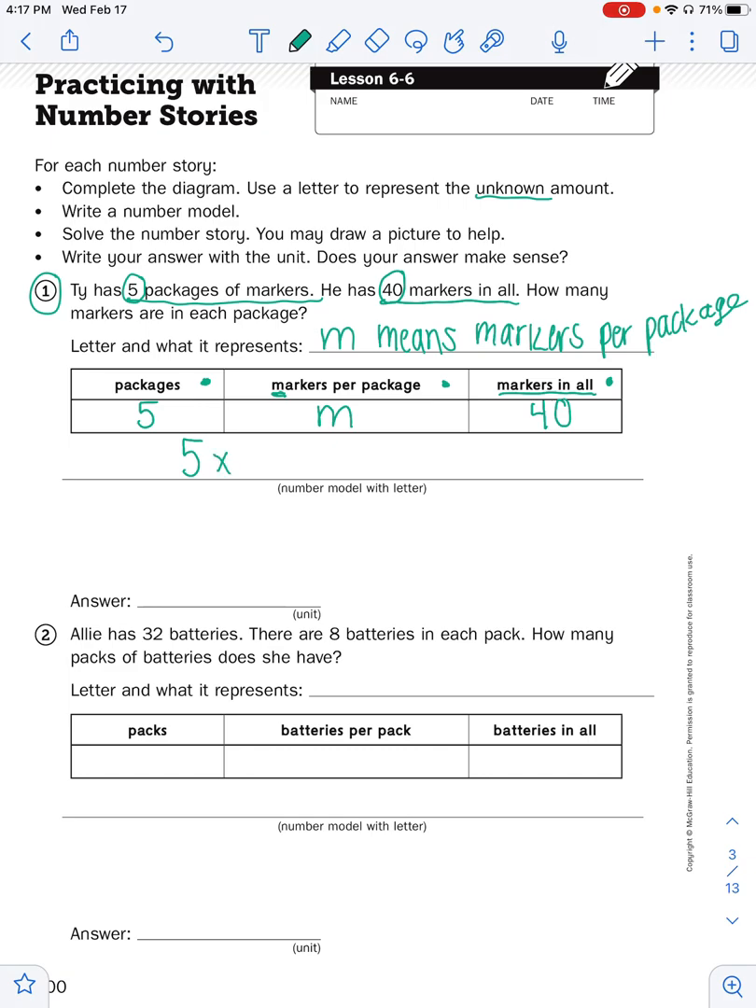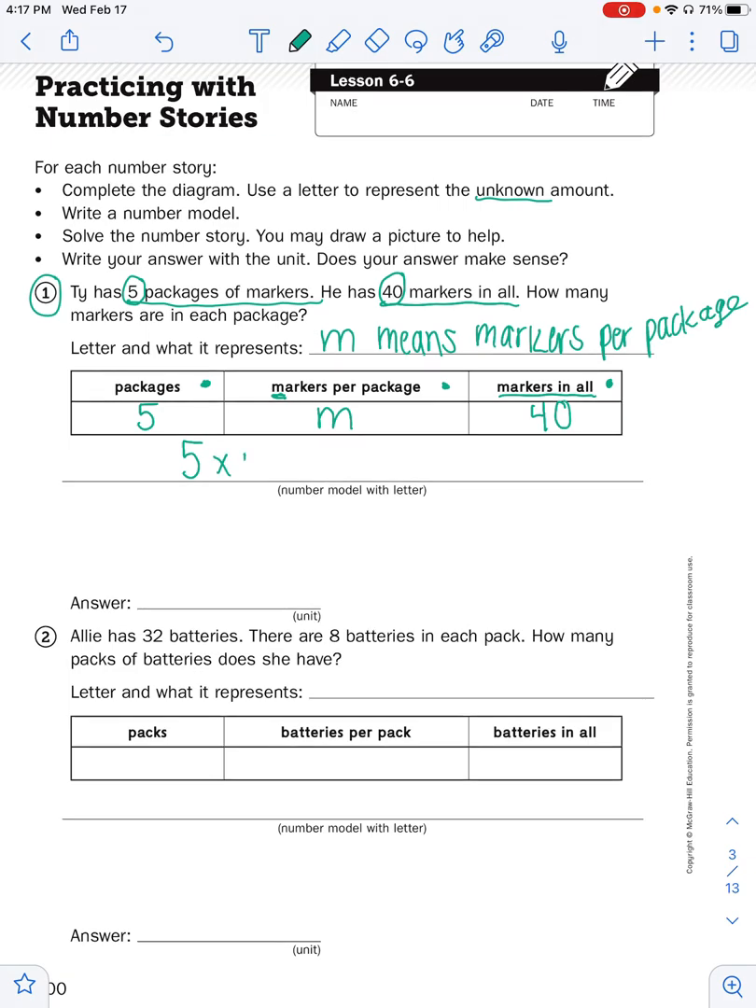So I'm going to go straight across for my multiplication problem. 5 times M equals 40. Or if you wanted to, you can put division. So you would just go backwards. So 40 divided by M equals 5. Now I'm going to use that multiplication chart in order to help me figure out what I can multiply by 5 to give me 40.